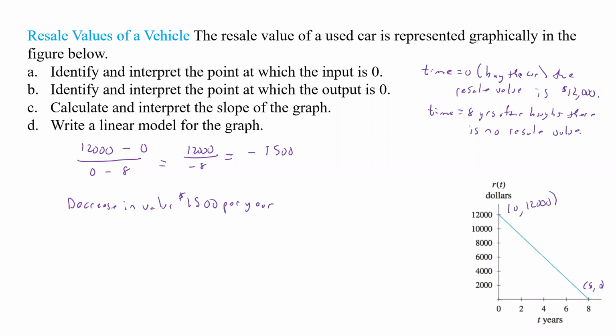Now it says write a linear model for the graph. We've got the slope, that's our a, and we've got the intercept, that's our b. So we can say our resale value, R of x, is equal to negative 1,500 times x plus our intercept of 12,000. That would be our linear model for this item. If we plugged in 8 here, we're going to get 0. If we plugged in 0 here, we get 12,000. And if we plug in any other number here, we'll get some point along this line. All right, I'll pause there and come back in a bit.